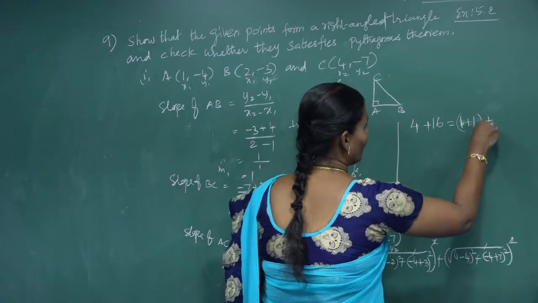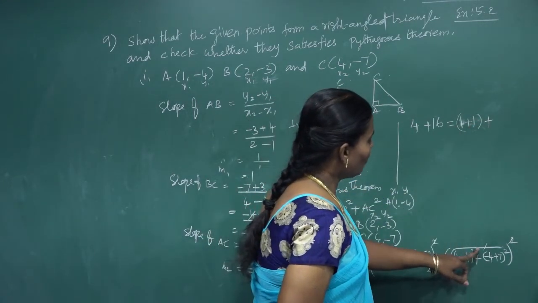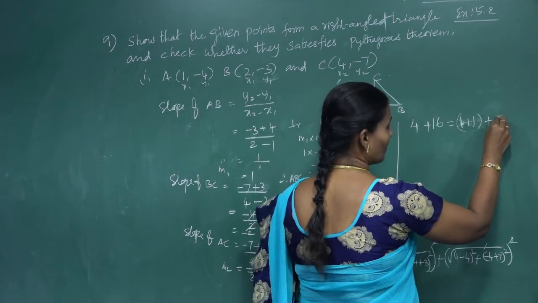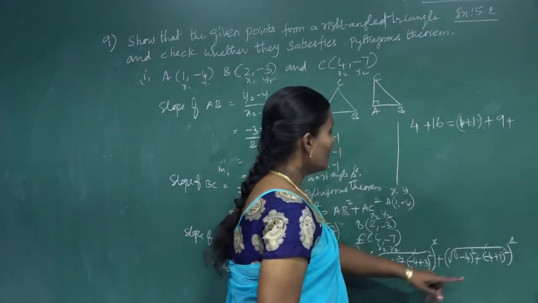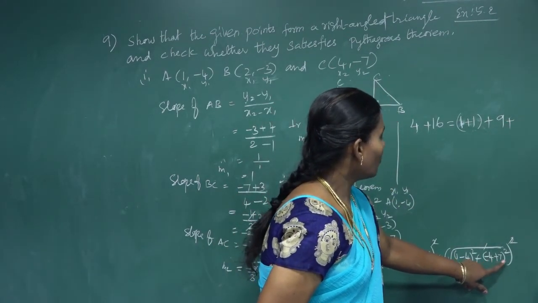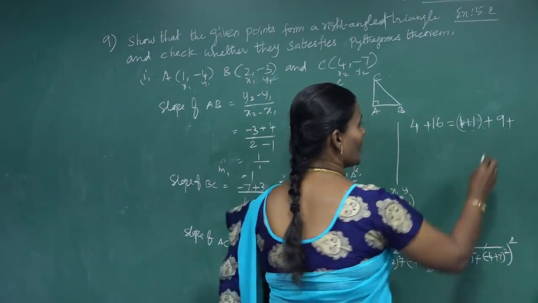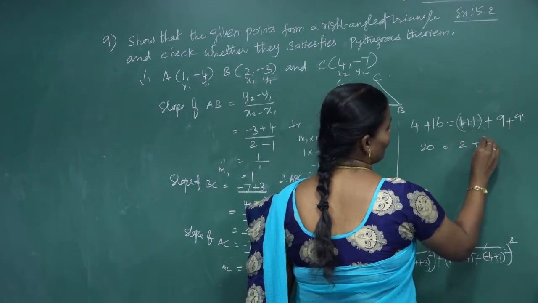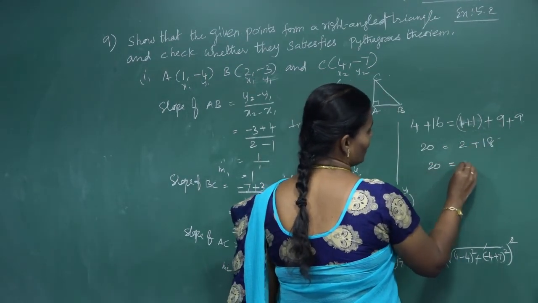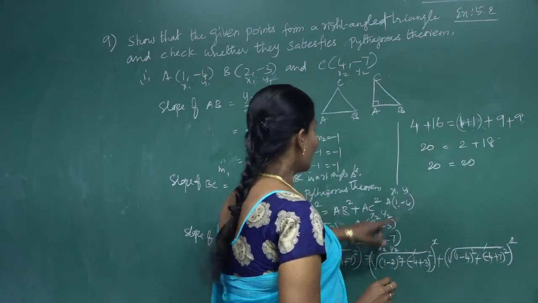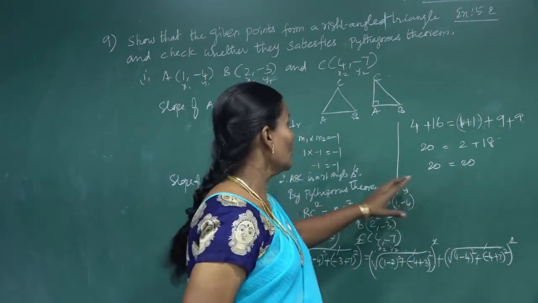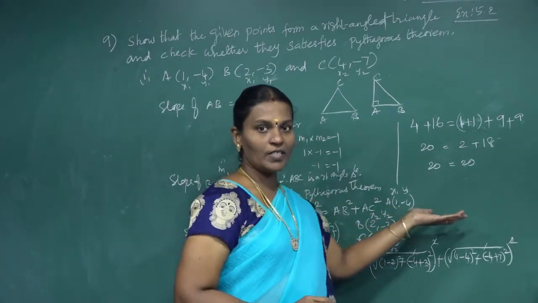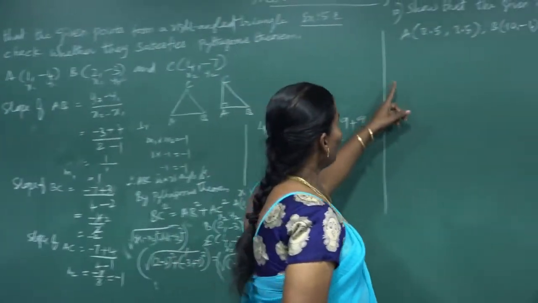The next is, 1 minus 4 the whole square means minus 3 the whole square. Minus 3 the whole square means 3 3s are 9. So 9. Plus, see here, minus 4 plus 7. So what comes here? Here also 3. 3 the whole square is 9. Now add this all, 2 plus 9, 9 plus 9 is 18. So 20 is equal to 20. So LHS equal to RHS. So here we satisfy the Pythagoras theorem. Understand, children? Good.